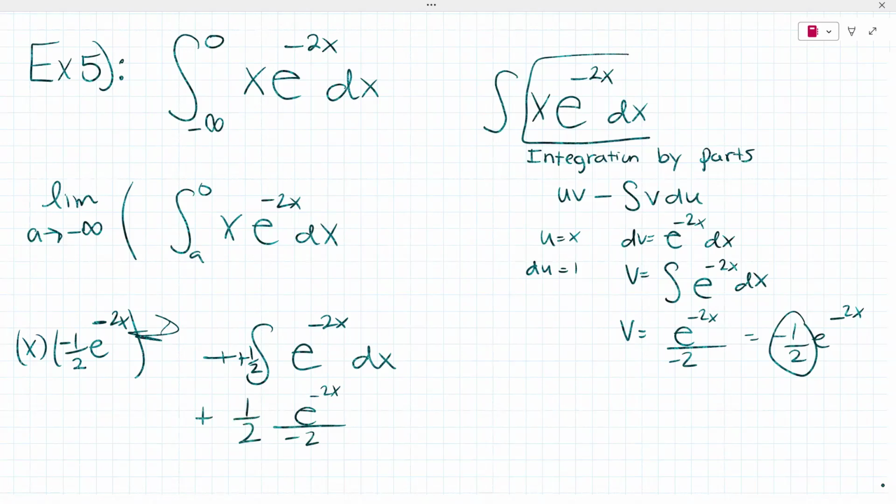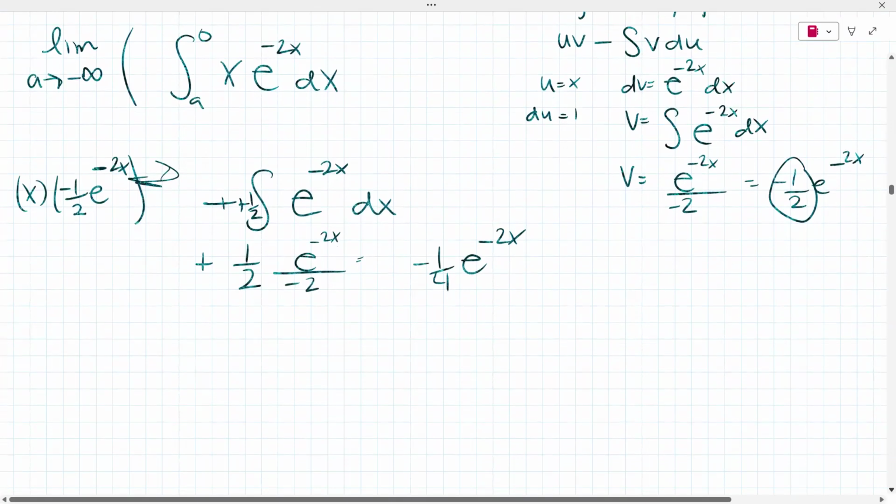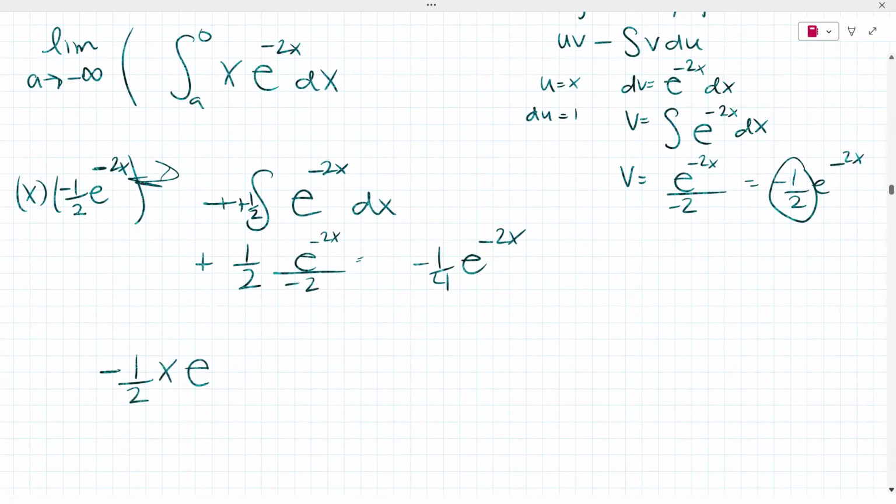So what's 1/2 times negative 2? That's going to be negative 1/4 e to the negative 2x. So the integral of x e raised to the negative 2x dx is going to be this: x times negative 1/2 e to the negative 2x is negative 1/2 x e to the negative 2x minus the integral of v du, which we did all this work just to figure out is negative 1/4 e to the negative 2x.